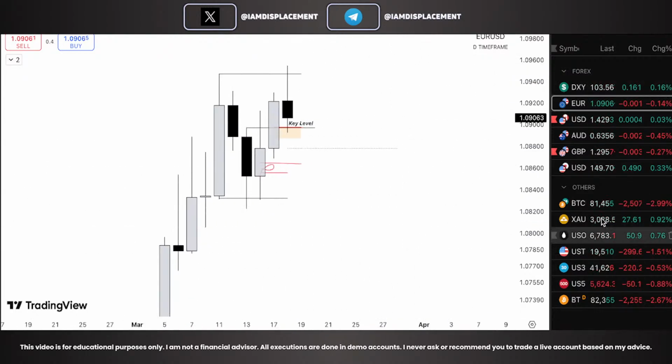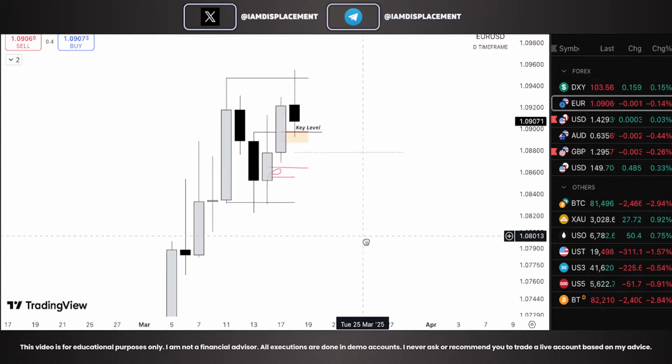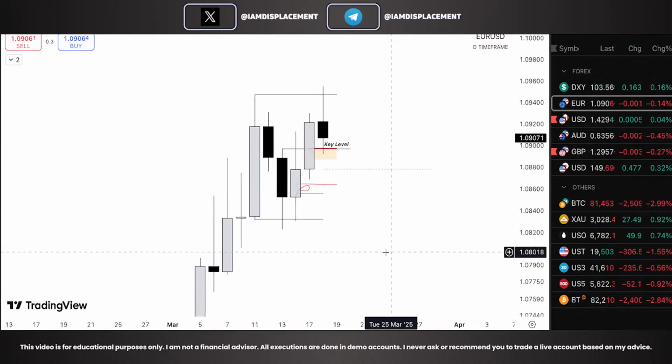Sometimes there will be no bias in any pair. Sometimes there will be bias in all the pairs. Sometimes there will be bias in only a single pair. So if there is a bias in the higher time frame, there should be a higher time frame narrative and higher time frame logic behind any trade. I am done with all the 1 minute and 5 minute bullshit, right?